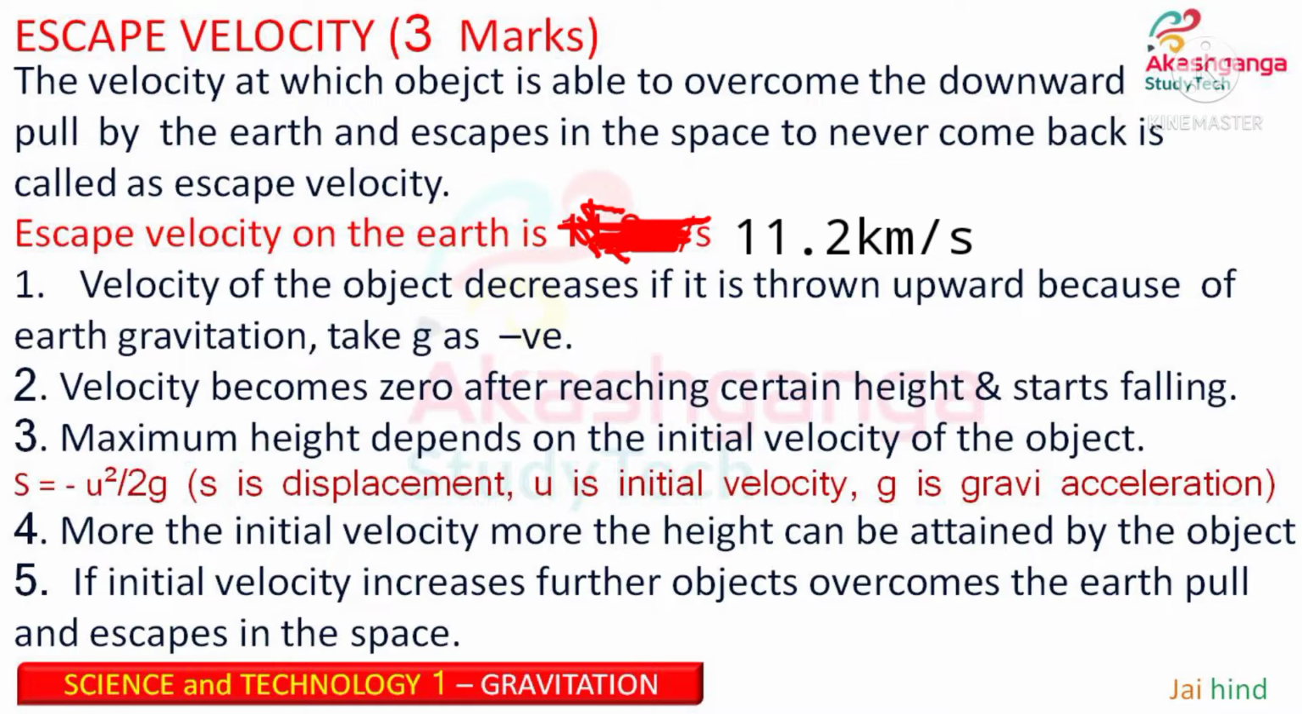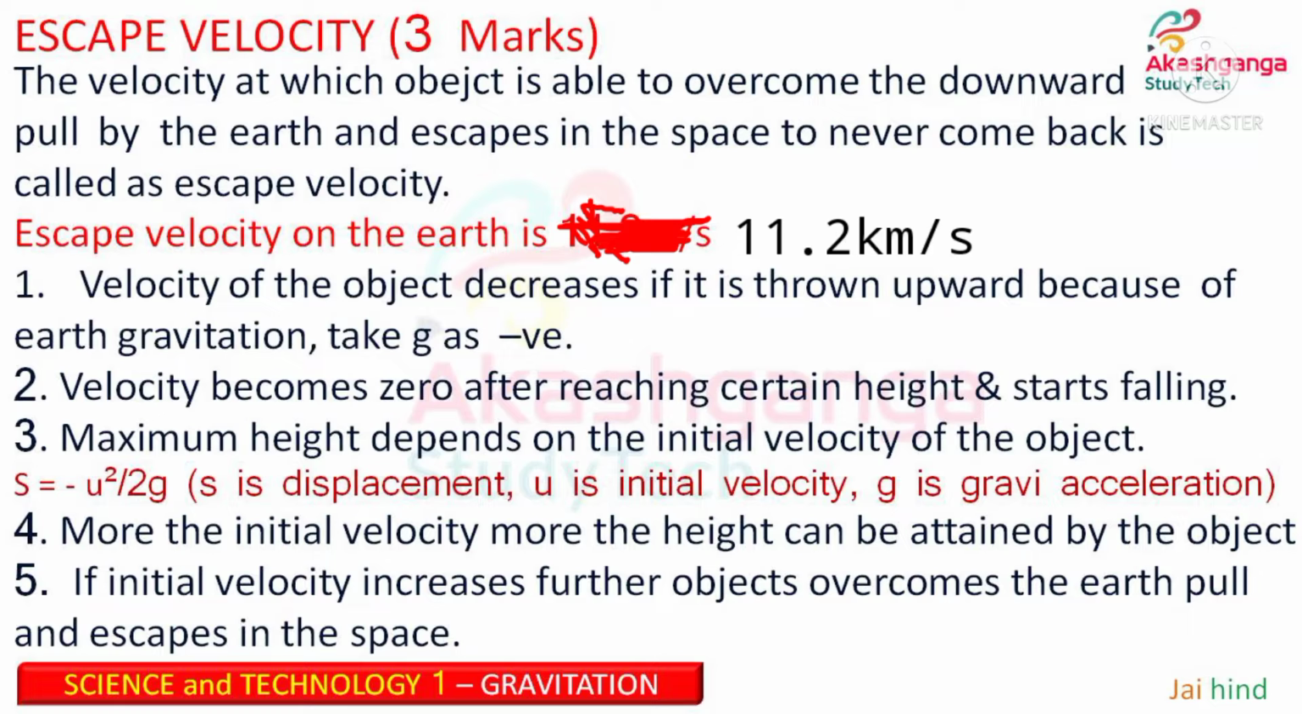The formula is given: S is equal to minus u square upon 2g, where S is the displacement or the height of the object when it is thrown vertically upward, u is the initial velocity, and g is the gravitational acceleration, which is to be taken negative. That's why S is equal to minus u square upon 2g.